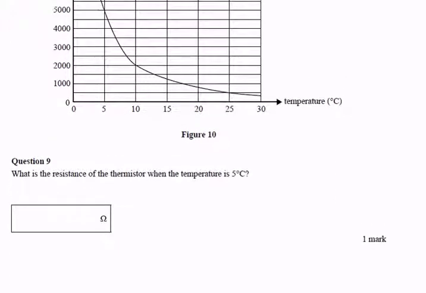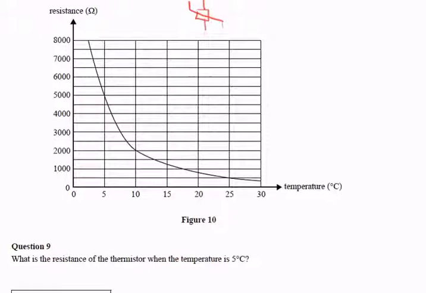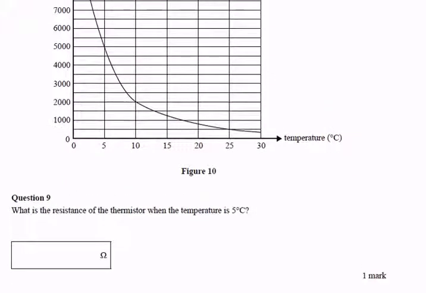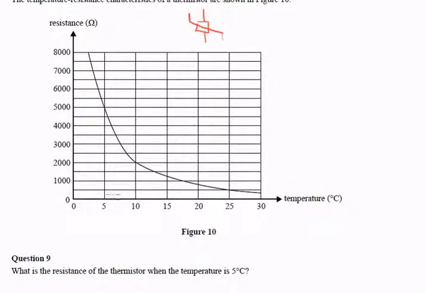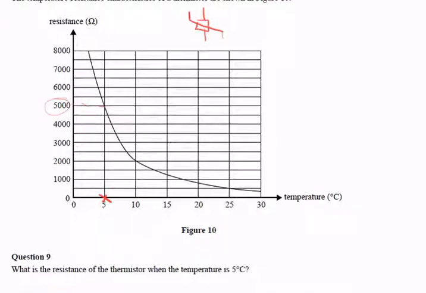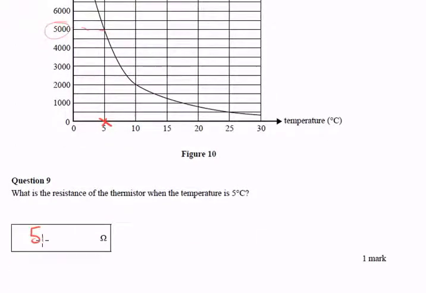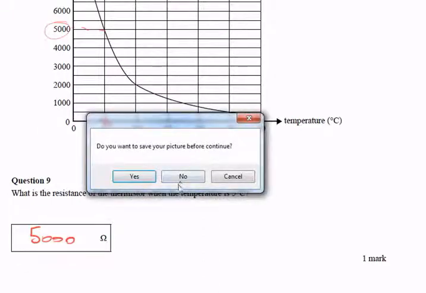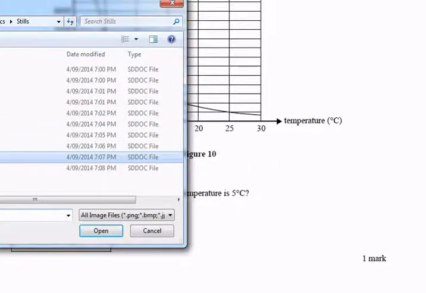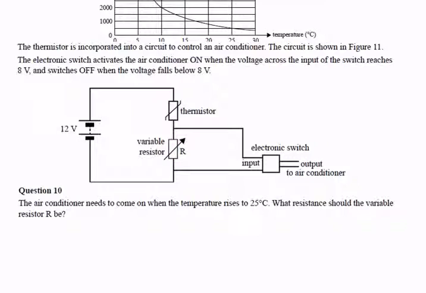A graph of a thermistor. Alright. What is the resistance of the thermistor when the temperature is 5 degrees? This is an easy one marker to start with. So 5 degrees is here. You go up here and we get 5,000 ohms.